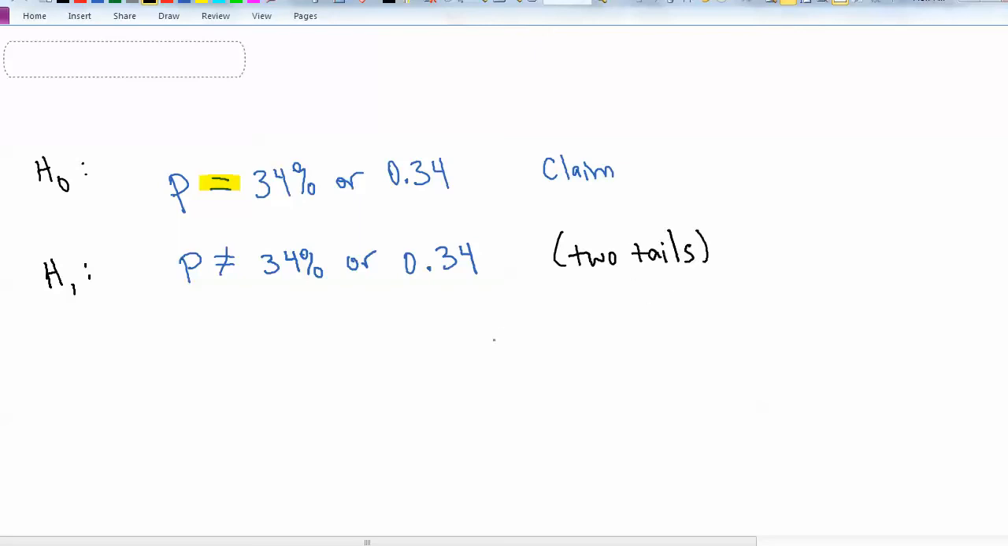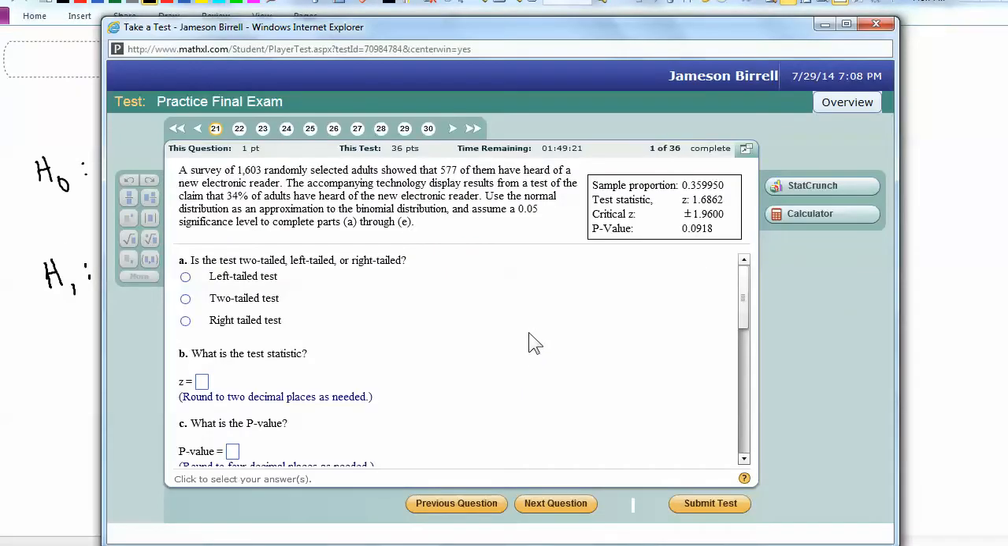And that affects how we work out the rest of the hypothesis test. So let's come over here. We actually kind of knew this because it said that the critical value was plus or minus 1.96, and they were using two tails there. Either way, it's two-tailed. What is the test statistic? Well, they've already worked out the test statistic. I assume that they've done that all correctly.